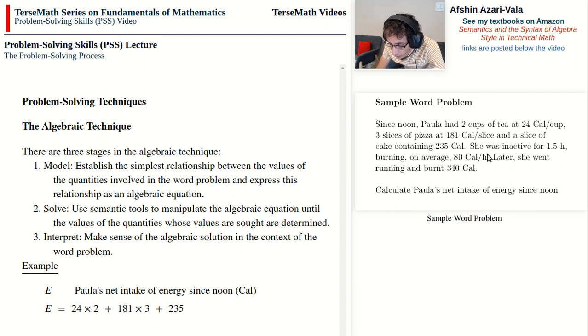And now comes the time when she was inactive for 1.5 hours, burning on average 80 calories per hour. So we're dealing with a loss here. So we're going to now subtract the loss of energy, which can be computed by multiplying 80 by 1.5. And finally, we had another loss of 340 calories that resulted from Paula running. So this is what we have now. E is equal to 24 times 2 plus 181 times 3 plus 235 minus 80 times 1.5 minus 340.